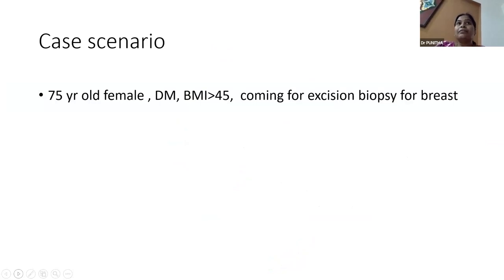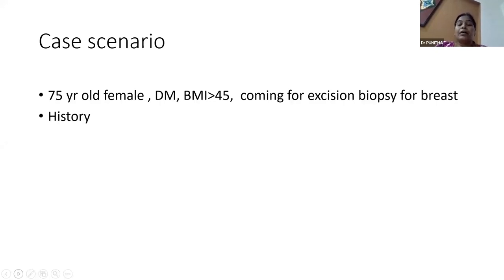So we can have two case scenarios so that we can apply whatever we have read about the utility of the fascial plane blocks in these patients. A 75-year-old diabetic female with a BMI of more than 45 coming for excision biopsy of the breast. So how do we proceed from here?